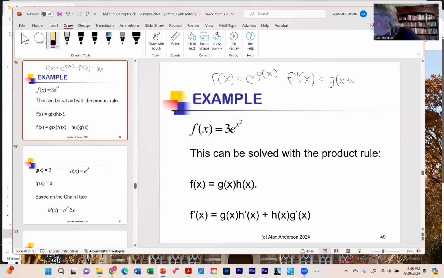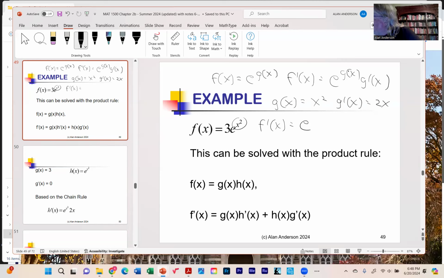let me write it like this. Now you've got this 3 here. So what you end up with here is g of x is x squared. G prime of x based on the power rule is 2x. So you've got e to the x squared.